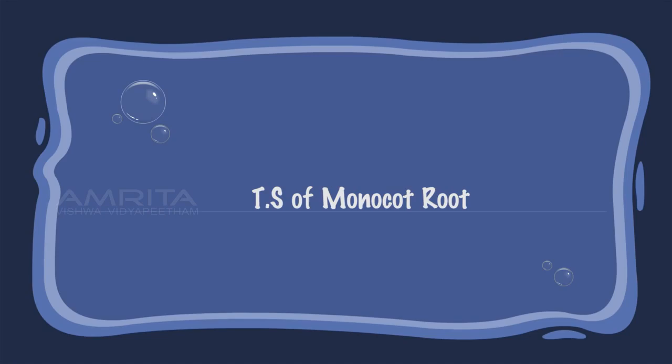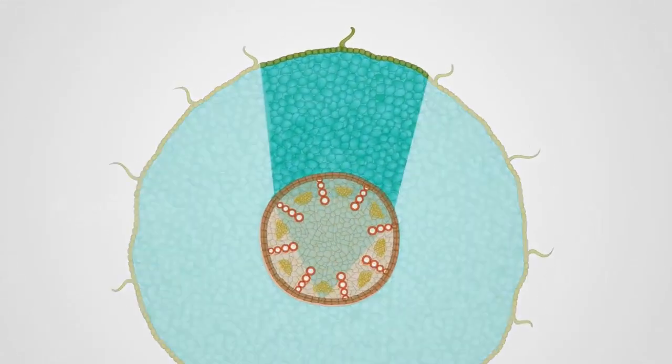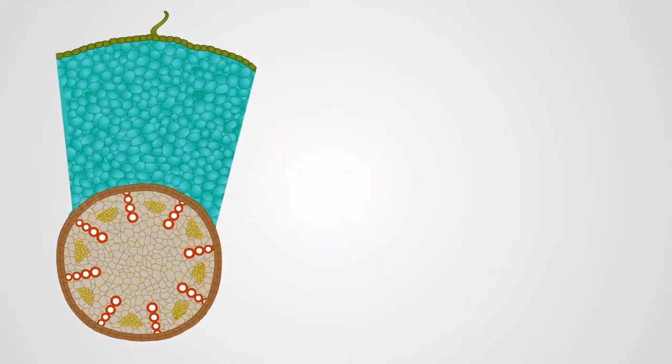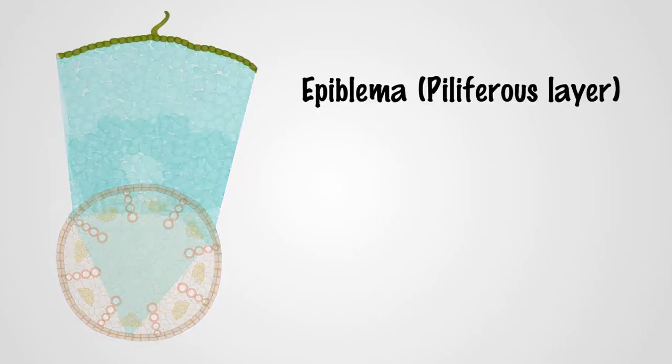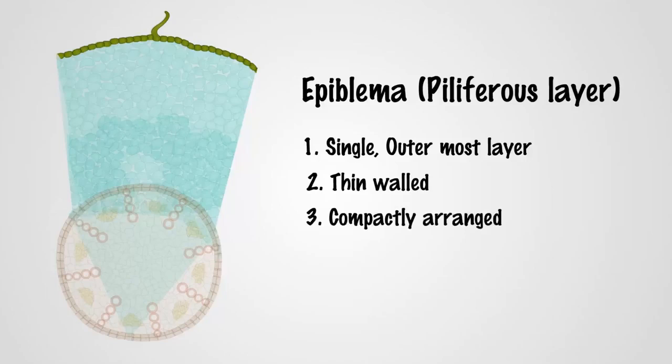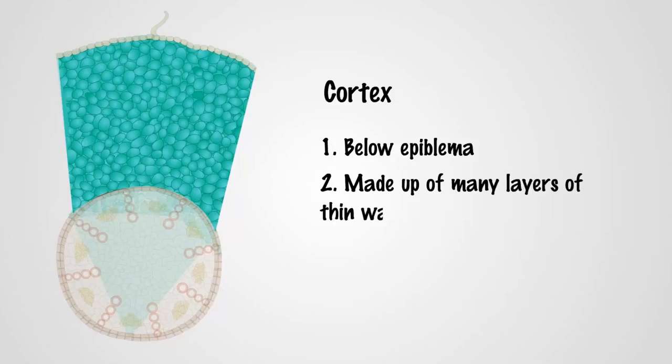TS of monocot root. We can observe the TS of a monocot root through the microscope. Monocot root has a single, outermost layer of thin-walled, compactly arranged cells called epiblema. Some epiblema cells give rise to unicellular root hairs. Cortex lies below epiblema and is made up of many layers of thin-walled parenchyma cells.